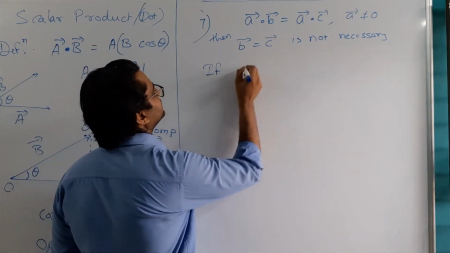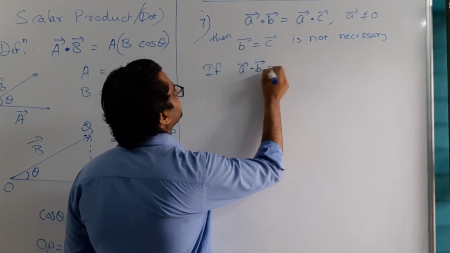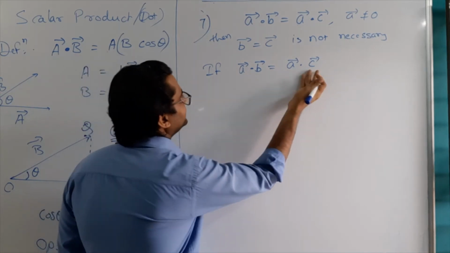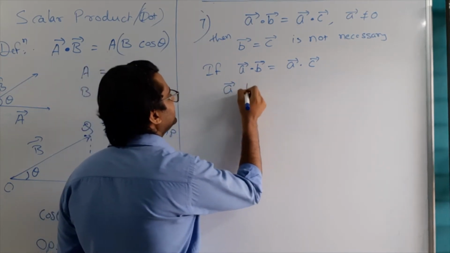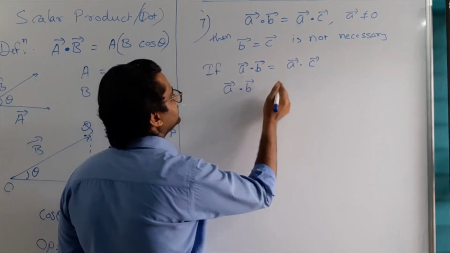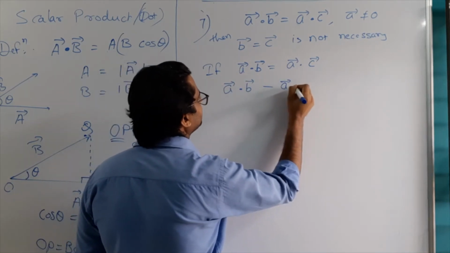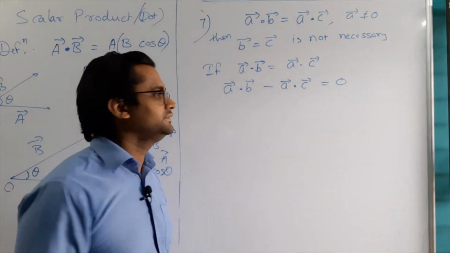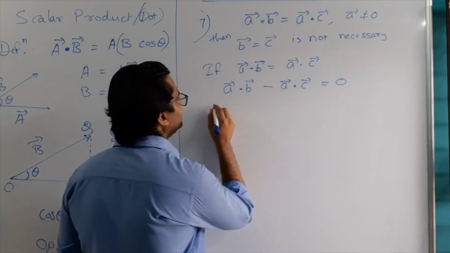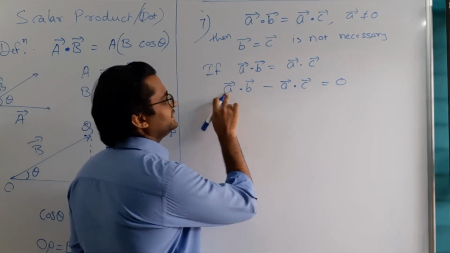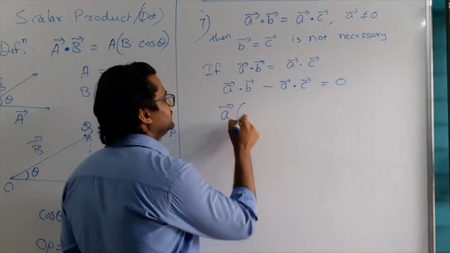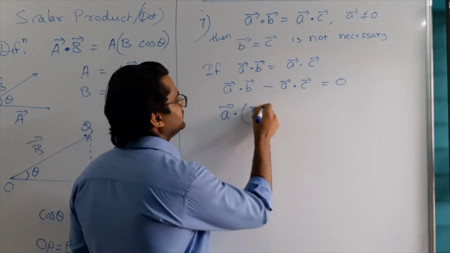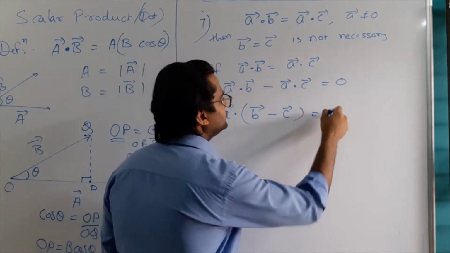If a bar dot b bar is equal to a bar dot c bar, then we can rearrange this equation. Take a bar dot c bar to the LHS, and we will have 0 on the other side, since these are vectors. Now we know the distributive property, that a bar distributes over addition or subtraction. So if I take a bar common, then what I will have here is a bar dot b bar minus c bar equal to 0.